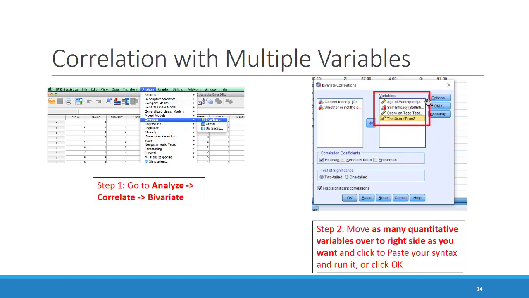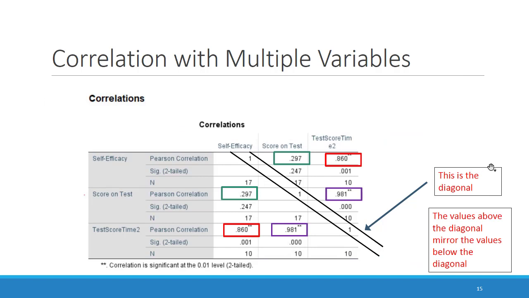After you have all of the variables over that you want to include in your correlation test, you click Paste to paste your syntax, and then you click Run in your syntax file, or you just click OK to get output. Let's take a look at the output from these multiple correlations that we're running at the same time. In this case, we have 3 variables. We have self-efficacy, we have score on test, which is their test score at time 1, and we have our time 2 test score. And similarly here, we can see self-efficacy, our time 1 test score, and our time 2 test score.